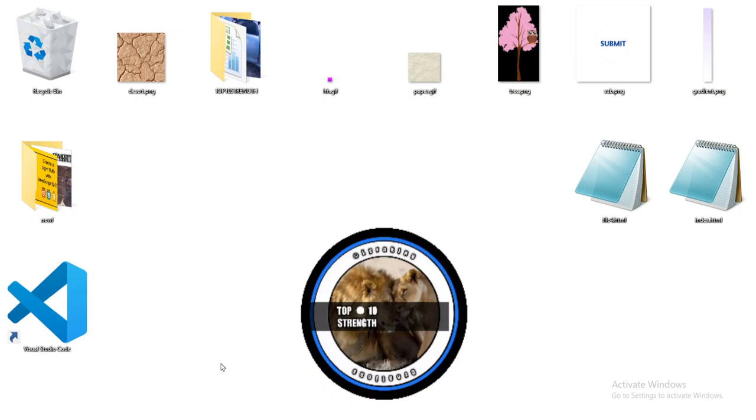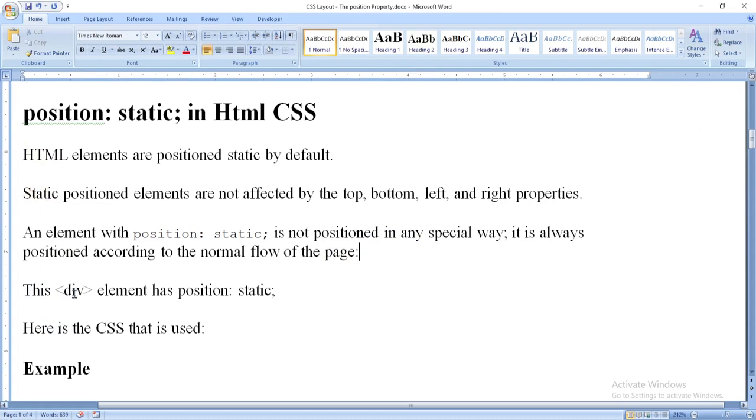Welcome back everyone. Let's continue our discussion on CSS position, and right now we'll be discussing position static in HTML CSS. HTML elements are position static by default. The static position elements are not affected by the top, bottom, left or right properties. An element with position static is not positioned in any special way. It is always positioned according to the normal flow of the page.